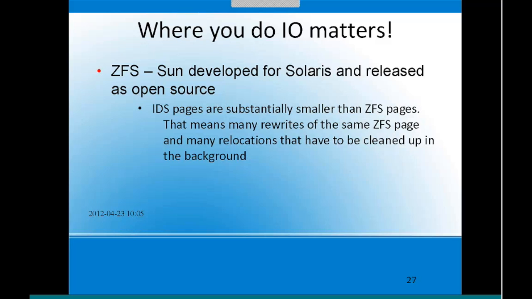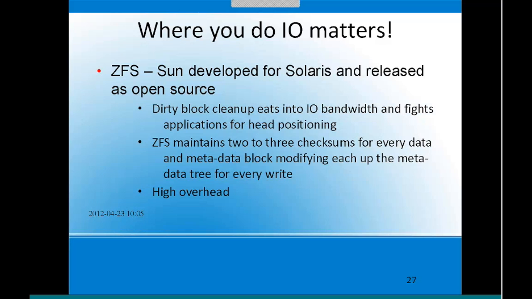In particular, the IDS database pages are much smaller than ZFS pages. And that means that if you rewrite the same ZFS page by writing multiple Informix pages, that ZFS page may get relocated many, many times, causing the chunk to become badly fragmented over the disk. Also, as I said, those old copies of the blocks get cleaned up in the background. That requires a lot of I/O bandwidth and can fight your database for head positioning as ZFS tries to clean things up in the background.